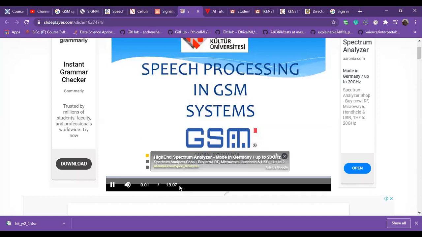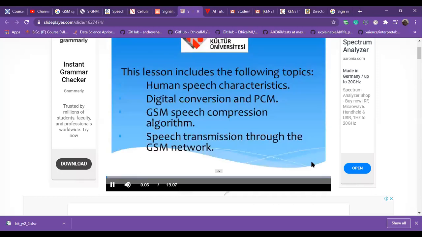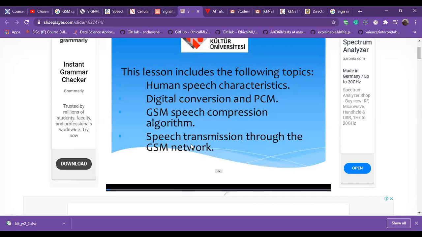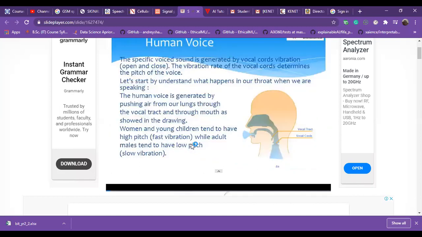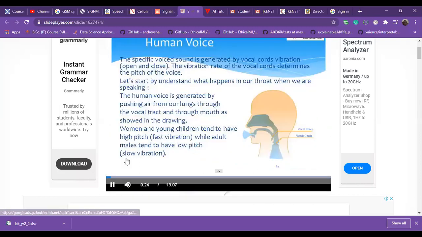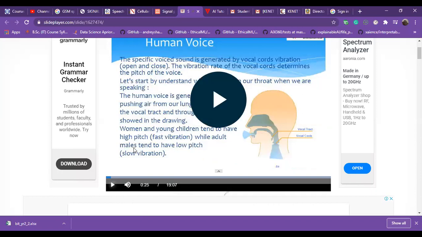So this lesson includes the following topics: human speech characteristics, digital conversion and speech coding, GSM speech compression algorithm, speech transmission through the GSM network. Human voice: the specific voice sound is generated by. So the first one is about the human voice. It tells about how the human voice is generated.